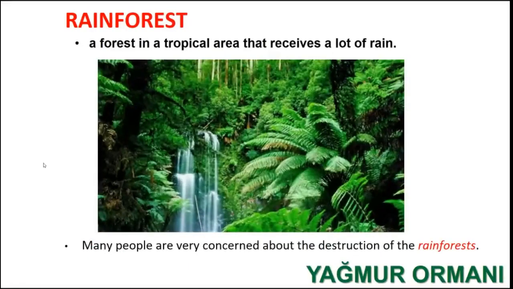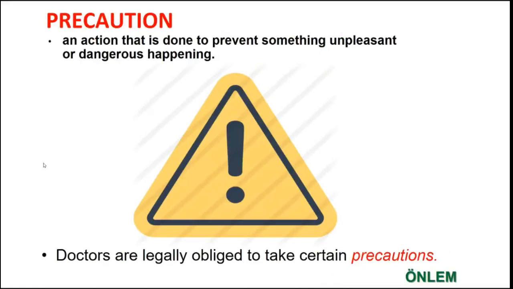Rainforest. A forest in a tropical area that receives a lot of rain. The example is, many people are very concerned about the destruction of the rainforests. Precaution. An action that is done to prevent something unpleasant or dangerous happening. For example, doctors are legally obliged to take certain precautions.